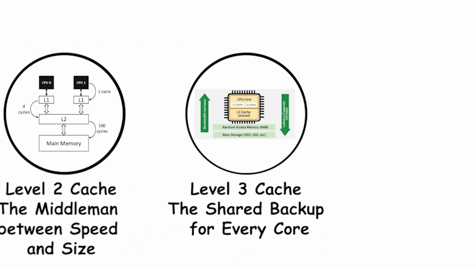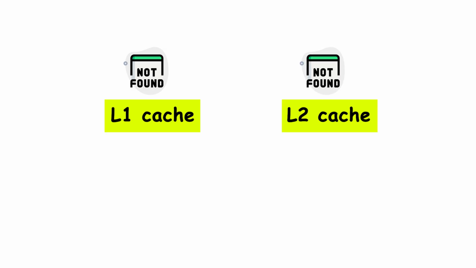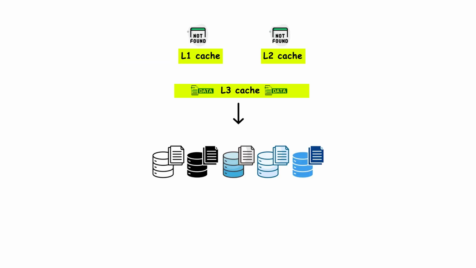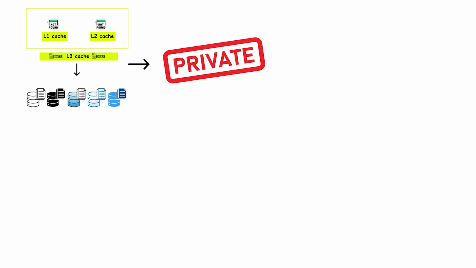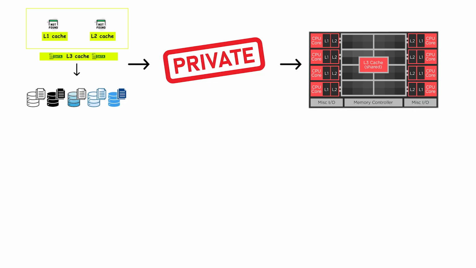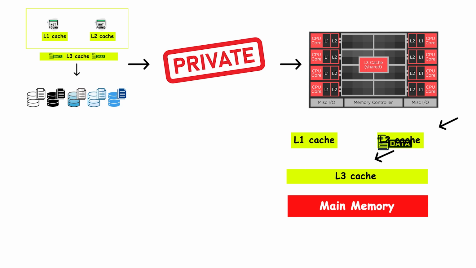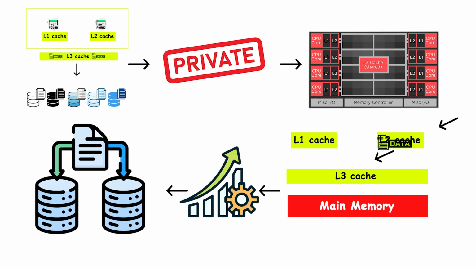Level 3 cache, the shared backup for every core. When neither level 1 nor level 2 caches contain the data the CPU needs, the next stop is level 3 cache. This is where processors keep a much larger pool of data and instructions that can be accessed by all cores. Unlike the first two levels, which are private to each core, level 3 cache is usually shared across the entire CPU. That means if one core fetches data that another core later needs, the second one can grab it directly from level 3 instead of going all the way to main memory. This drastically improves efficiency in multi-core systems and reduces redundant memory fetches.